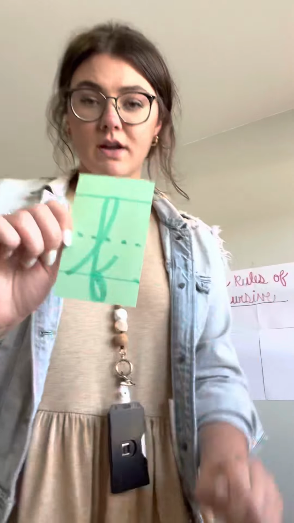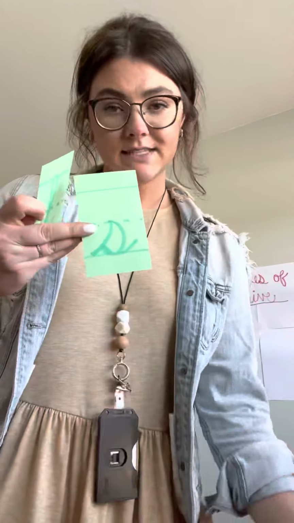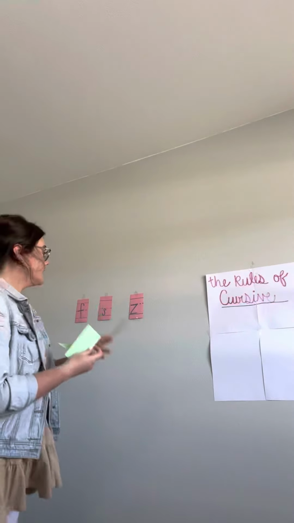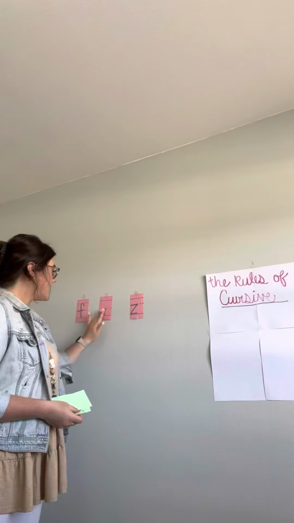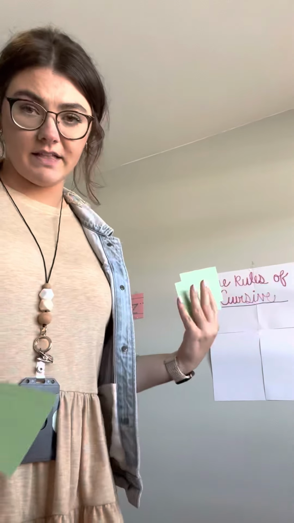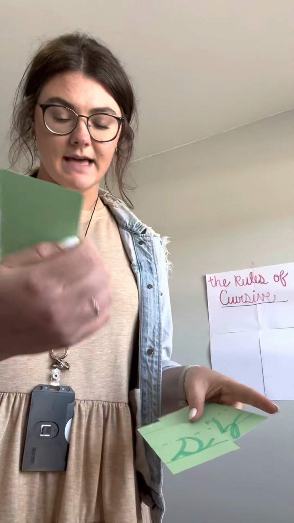an anticipatory set. I would have them come in from recess or come in for the morning, wherever we're at, we're in the lesson for writing, and I would have one of these cards on each desk. For example, I have the letter F, S, and Z. On the board I would have the standard lettering written out, so they'll know that letter when they see it coming in. On their desk, they'll have these little guys.